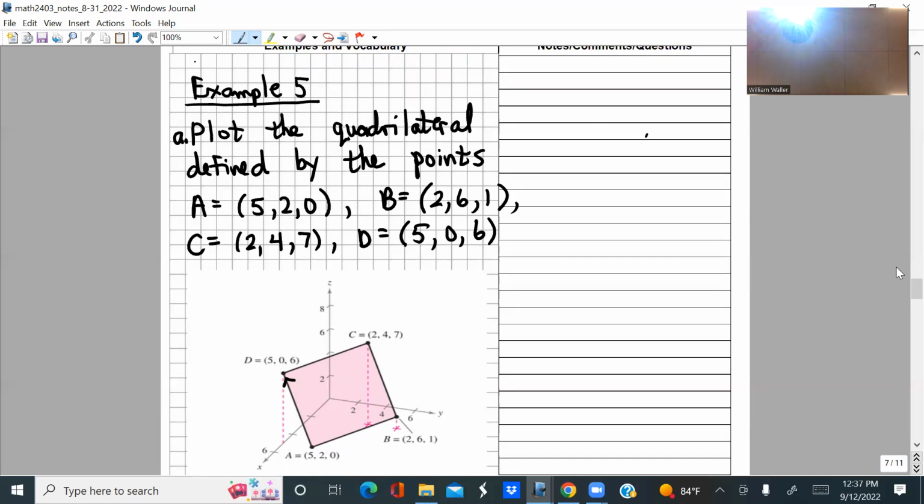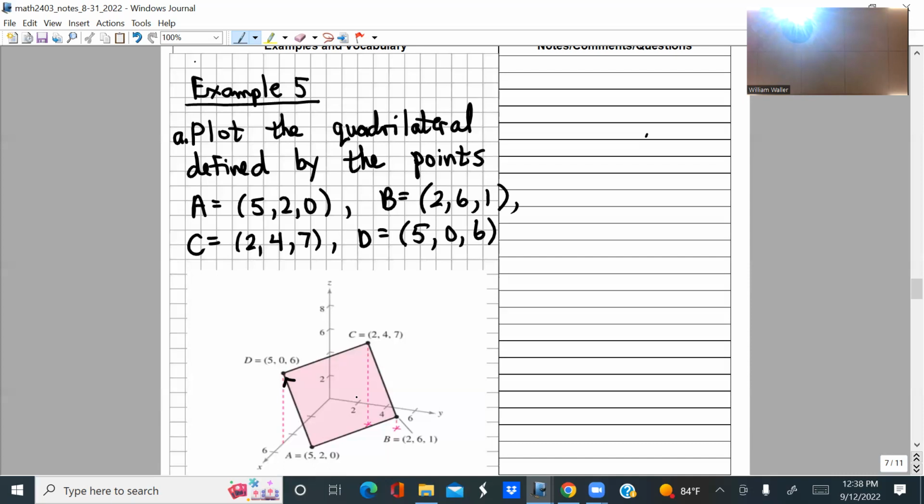If you have a closed, 4-sided figure where all the sides are straight lines, that's a quadrilateral. So if you just plot 4 points in the plane, you can connect those 4 points with straight lines and get a quadrilateral. So here's the quadrilateral defined by those 4 points. The book plotted it correctly. Notice it looks like a rectangle. It looks like a square, actually.